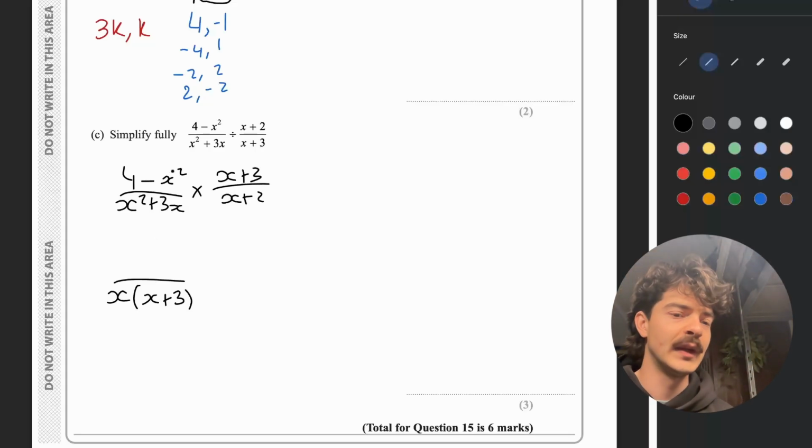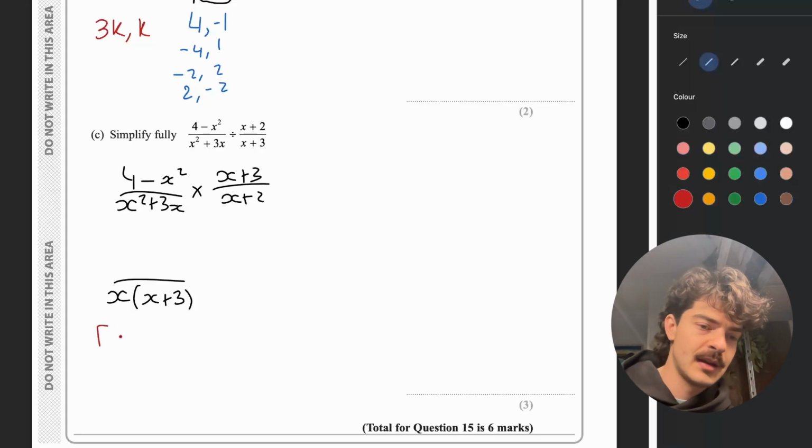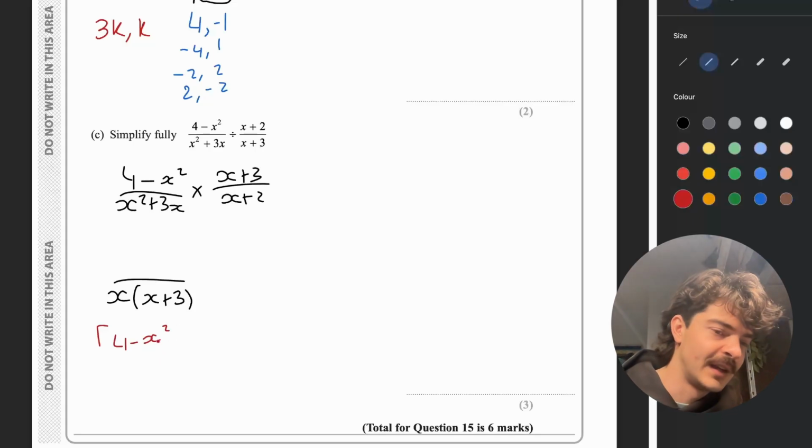This is a little bit weird. Let's rewrite this. I'm going to do it to the side in red. We've got 4 minus x squared. Now, for peace of mind, I'm going to rewrite this as minus x squared plus 4.